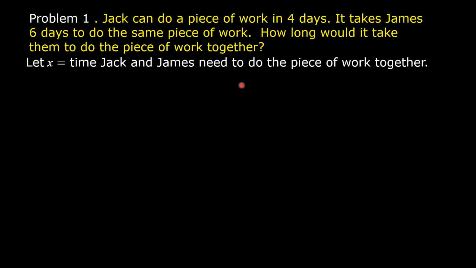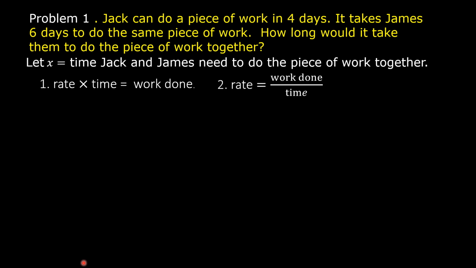We need the following formulas to find the rate of work of Jack, of James, and their rate of work if they work together. Number 1 formula, rate times time is equal to work done. If we divide both sides of this formula by time, we get the second formula, rate is equal to work done divided by time. Let us visualize the problem.